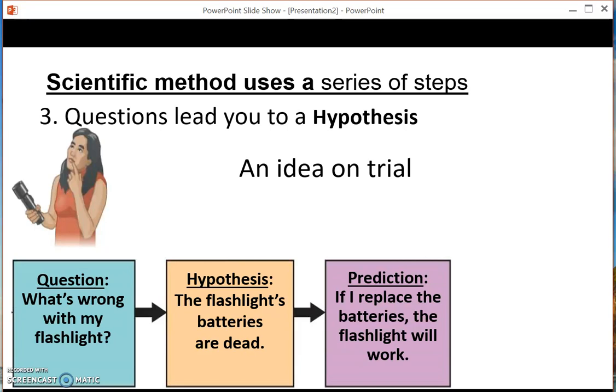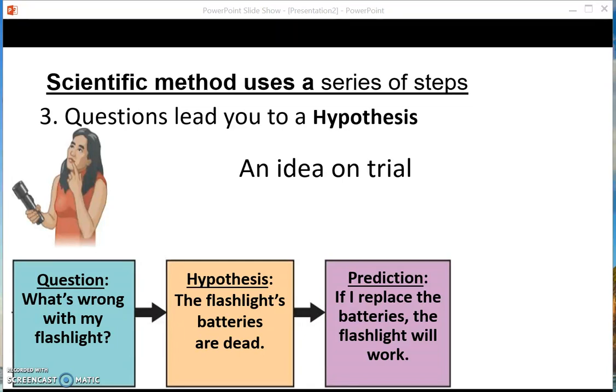And if we go on to our next step in the scientific method, those questions that are based on your observation are going to lead you to what is known as a hypothesis. And when you look at a hypothesis, there's a lot of different ways that we can define this sort of thing. But a really basic and easy way of defining a hypothesis is it's an idea that's on trial. We can put it in the terminology that I'm using here. It's really a proposed explanation for a set of observations. So you're explaining what you think is going on based on your observations there. So it really is an idea on trial.